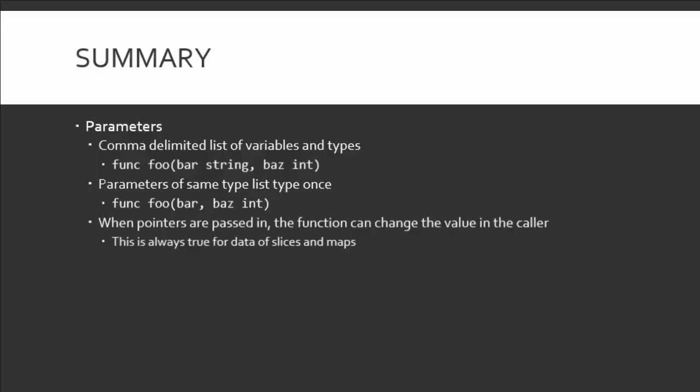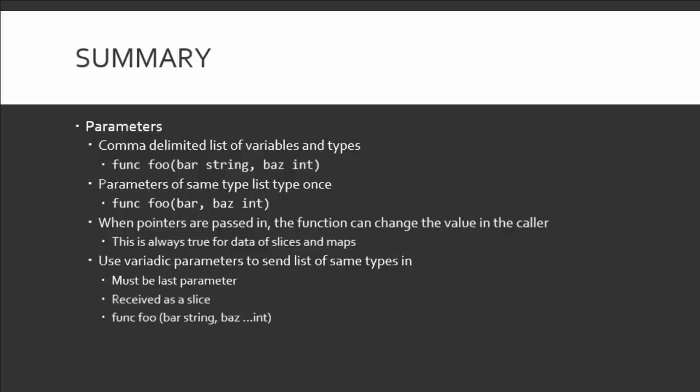So in this case we're passing in bar and baz as parameters, and both of those are going to be of type integer. When pointers are passed in, the function can change the value in the caller. By default, we're going to be passing in the values themselves, and so the Go runtime is going to be copying that data and passing it into the function. So any changes that are made inside of the function aren't going to be reflected in the caller scope. However, if you pass in a pointer, then you are going to be able to manipulate the value inside of your function, and that will have an effect in the calling scope. The only exception to this rule is when you're working with slices and maps. Since they work with internal pointers, any changes inside of the function to the underlying data is always going to be reflected inside of the calling scope.